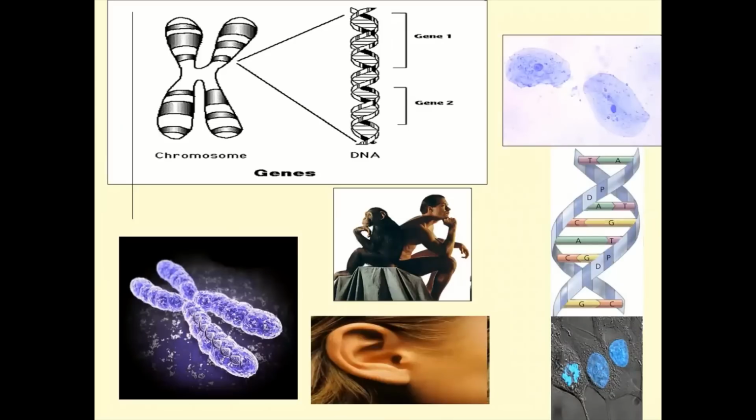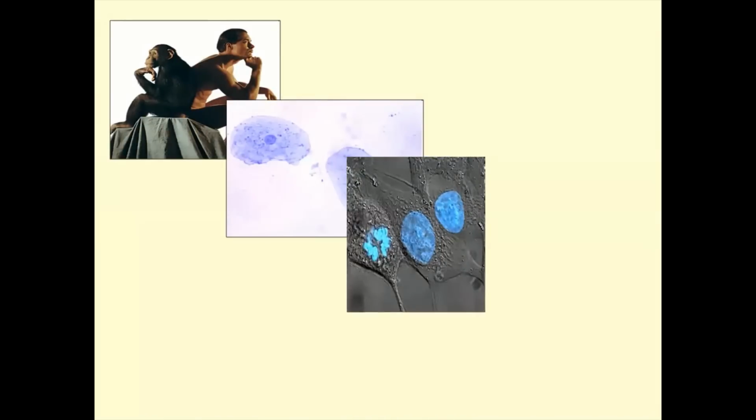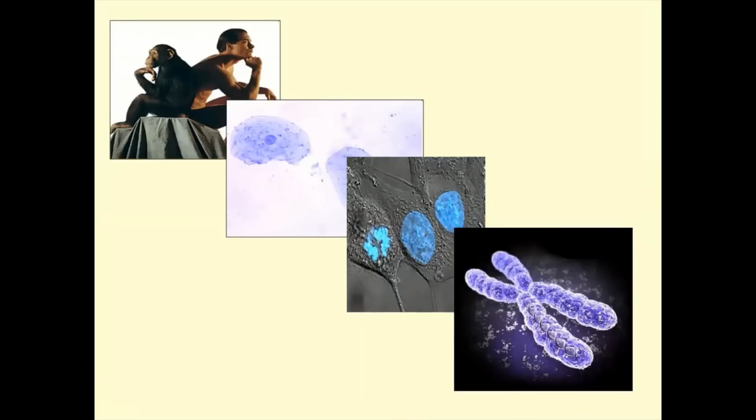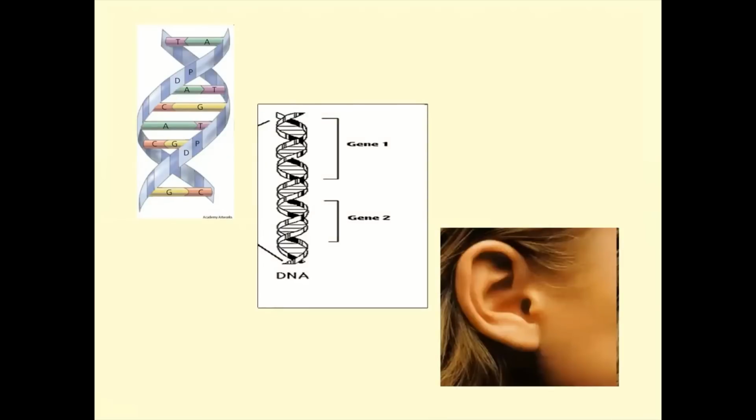Try to arrange these pictures in order, analyze which comes first, which comes second, and so on. Feel free to pause the video. An organism is made up of cells. In cells, you've got a nucleus, which has chromosomes. Chromosomes are made up of DNA, and sections of DNA are called genes. Genes control features. Over here, it's the earlobe, which can either be attached or detached.